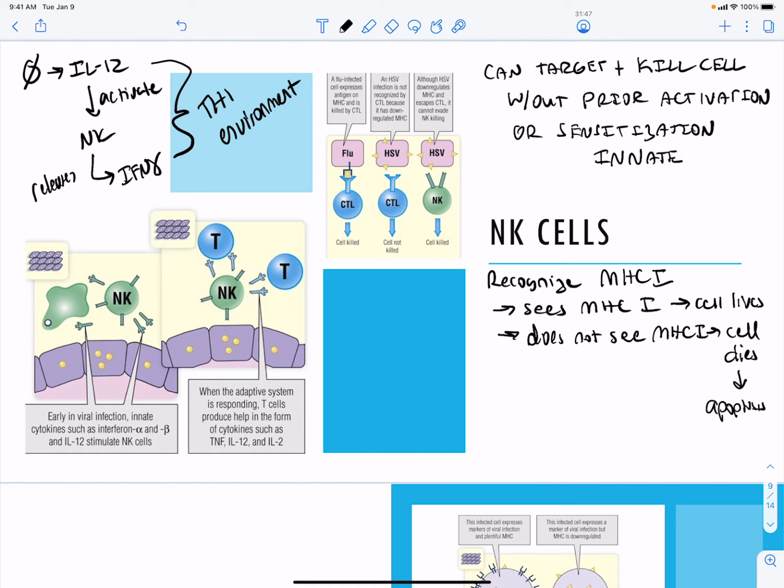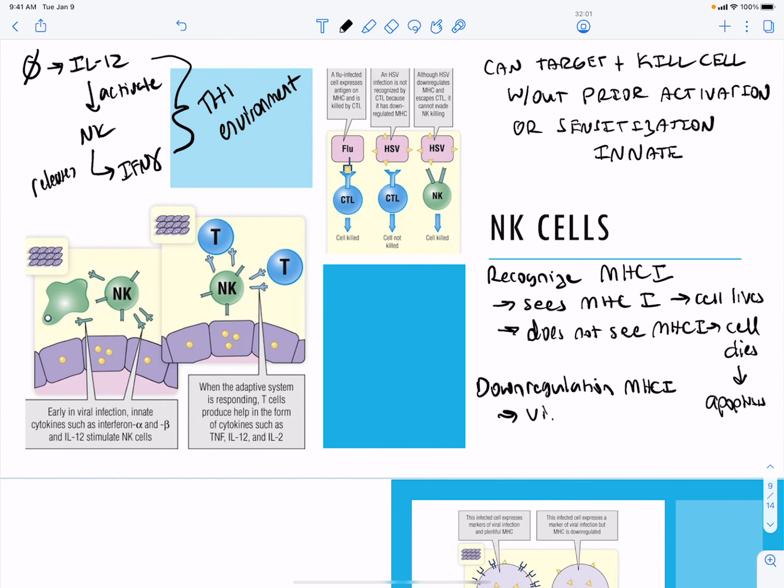Okay, so in essence, a natural killer cell will kill cells that downregulate MHC. This can be caused by viruses. We have herpes viruses that prevent MHC1, and so your CD8 T cell won't be able to see it.